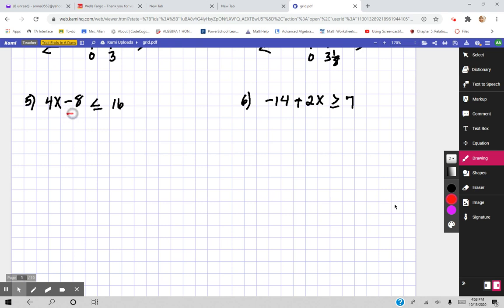So we're going to add 8 to both sides to solve for x. So we'll have 4x is less than or equal to 24. We'll divide both sides by 4. So that means x is less than or equal to 6. And we will graph the solution.